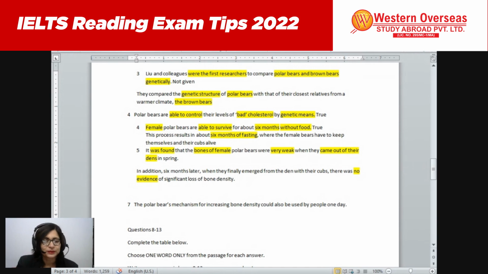So what will you do? Correct. See, how they changed it contextually. They are saying bones of female, they are talking about the bone density, they are talking about weak, they are talking about loss. They are saying it was found that. They are saying there is no evidence. Means my answer will be false. Why? Because of the negative tone. They are saying no evidence. They are saying it was found that.